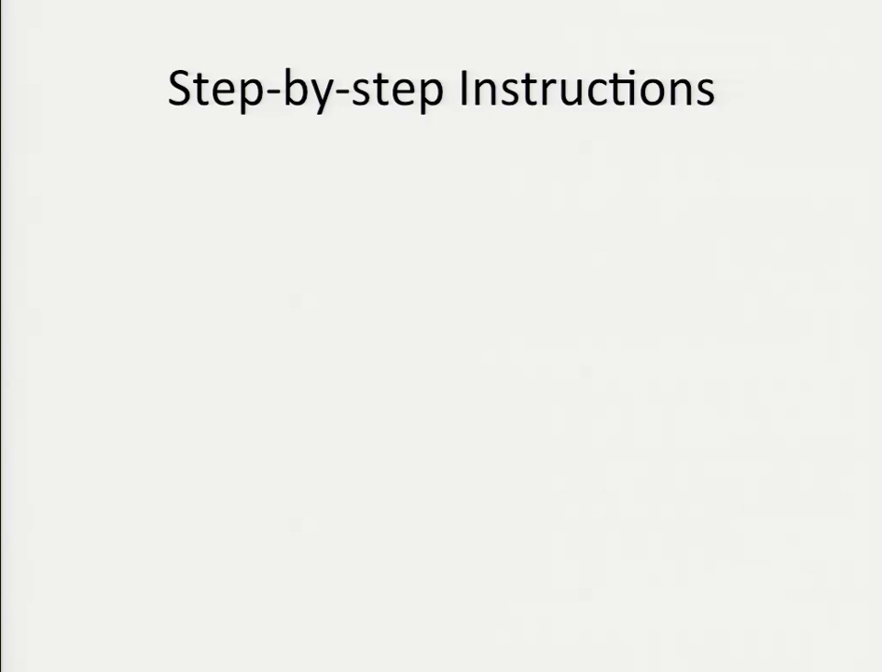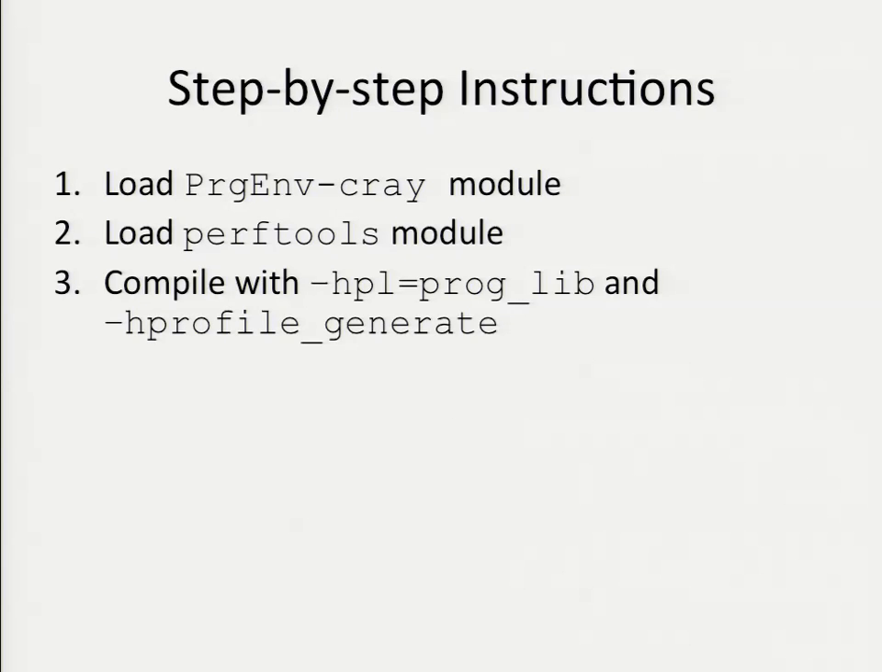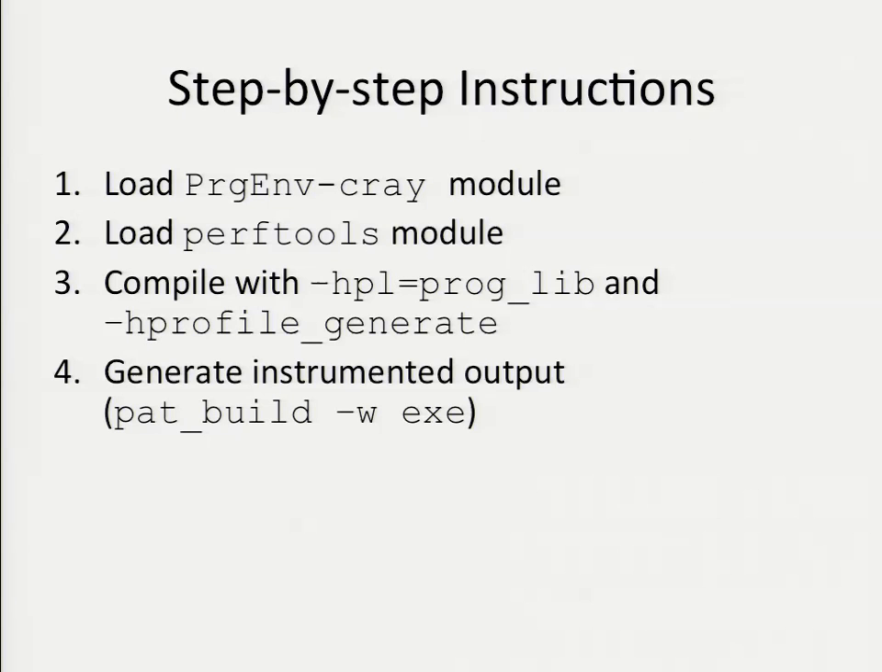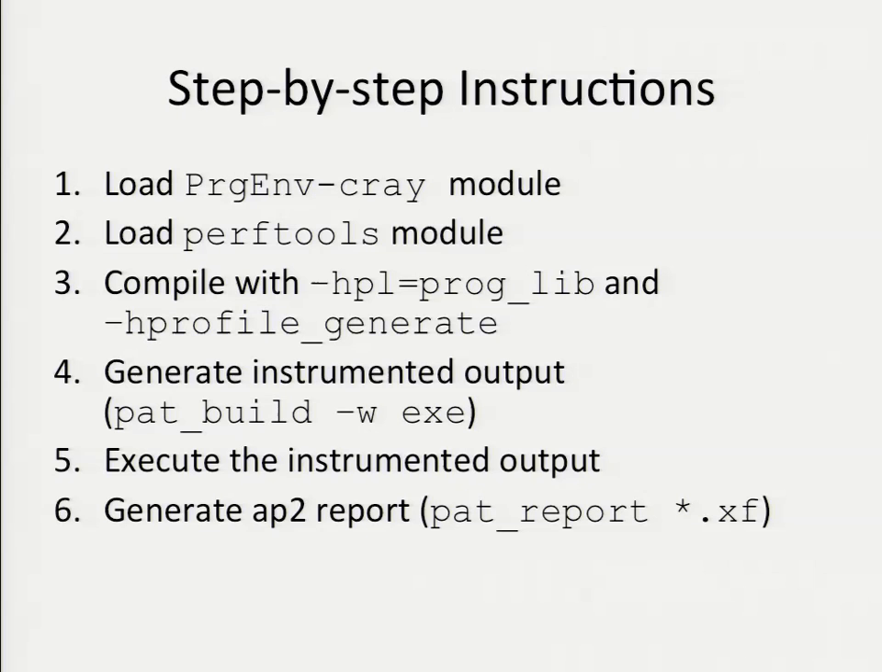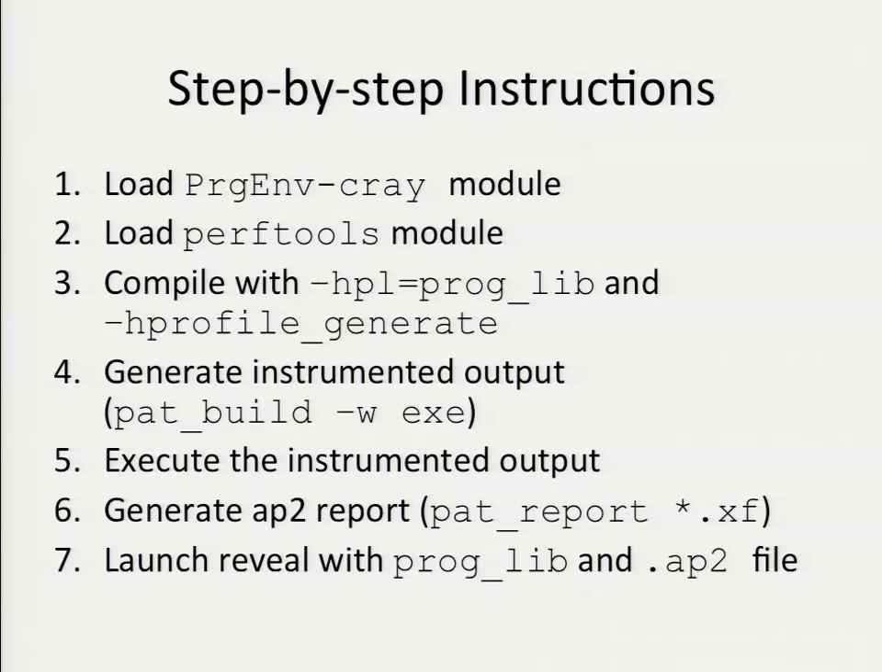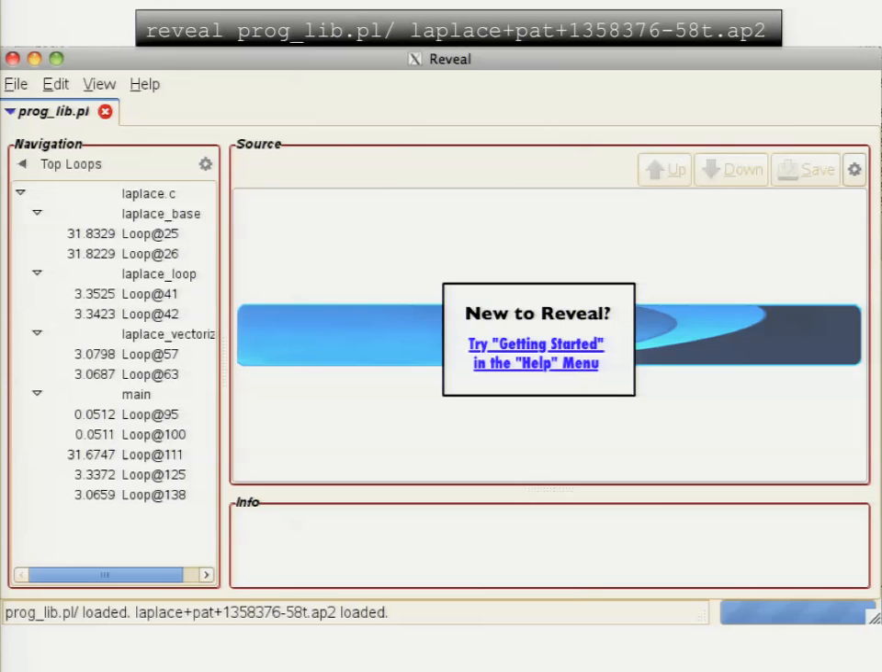So just to recap, you do the programming module, you load perf tools, you compile to say that I want to generate a program library and I want to generate a profile. Then you say, okay, I want to annotate my code so it can do the tracing. You run your instrumented executable, which is usually with +pat, and you generate a report, and you launch Reveal with the program lib and AP2. We will go through this many, many times tomorrow, so you will find it very easy to do after you have done it a few times. So you just launch this command, Reveal, program lib, and your AP2 file. And that's the thing you see.